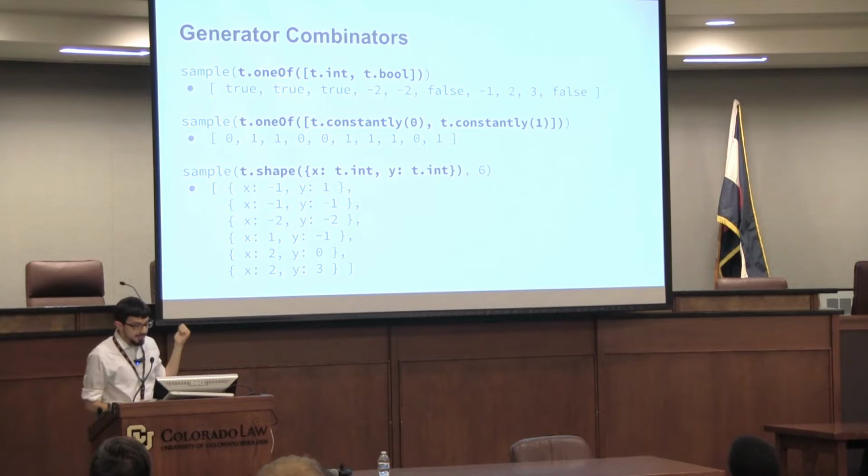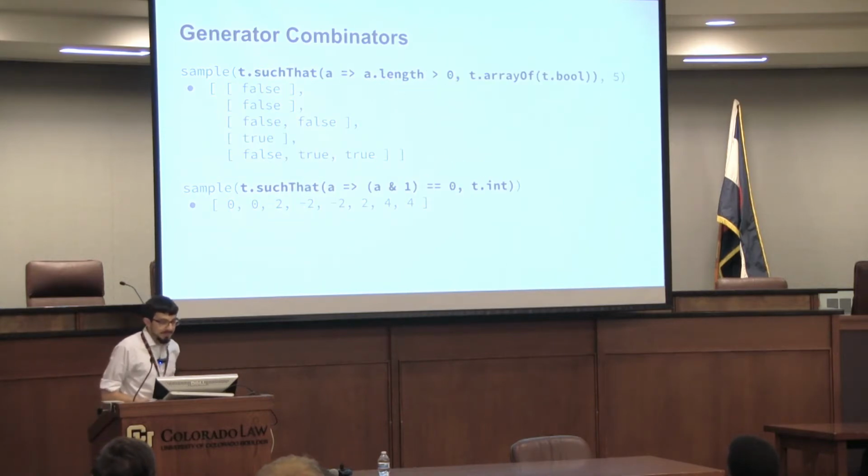So other combinators are one-of, which samples at random from given generators. Shape, which generates records, where the values of each field are sampled from the generator assigned to each of those fields. And such that, which is an interesting one. This one uses a predicate, which is the first parameter there, to filter the values generated by the given generator.